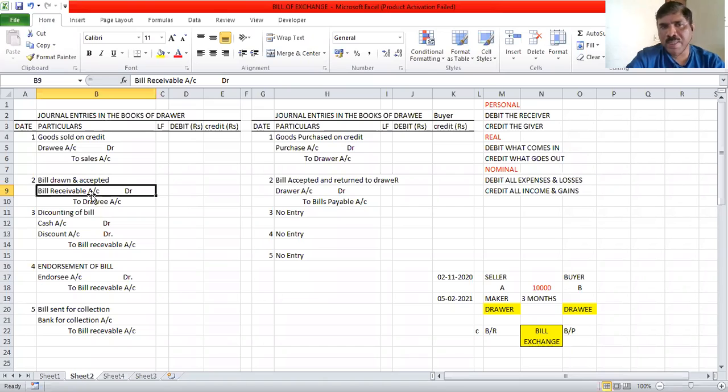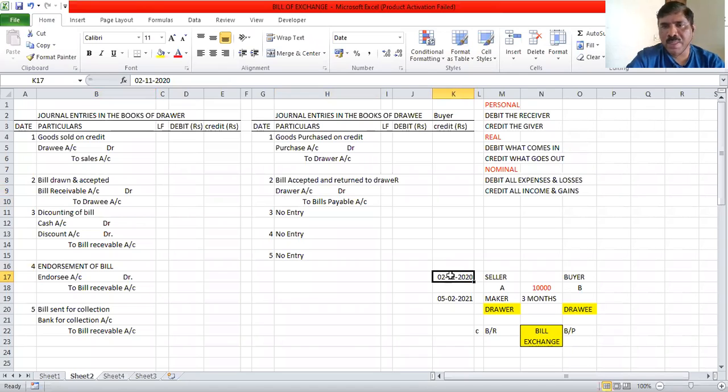At the same time that the bill is given by the drawee to the drawer, the drawer is the receiver of the bill. Therefore, the drawer account should be debited and the bills payable account will be credited. So as I said yesterday, once the bill is drawn and accepted by the drawee, it becomes a legal document.